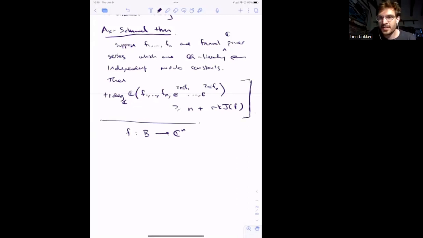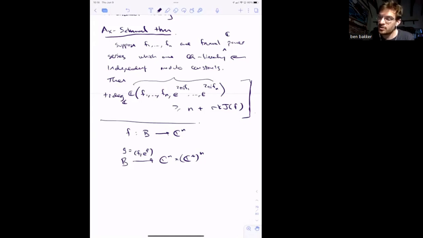Okay, what is the transcendence degree of this field? Well, if we have F, which is a map from this ball to C^n, then in particular we have a map from the ball into C^n cross (C star)^n, given by F on the first coordinates and e to the F, or e to the 2 pi i F, on the second ones. It doesn't really make a difference. So let's call this map G. Okay, so the functions we get, these functions here, are exactly the coordinate functions of the image of this ball.